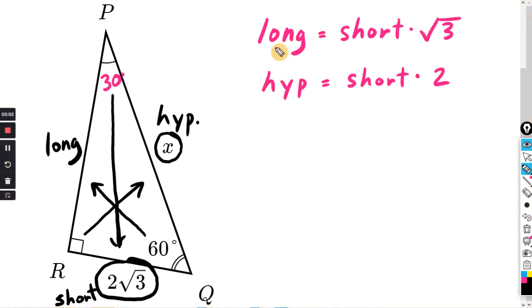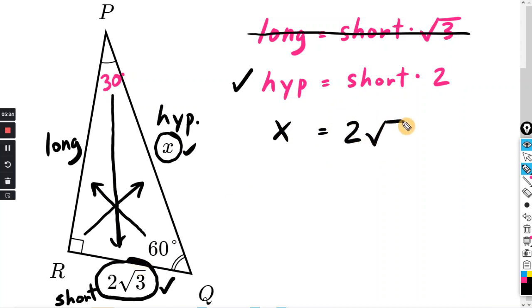Now again, there's two formulas for the 30, 60, 90 triangle. As you can see, we have the short and we're looking for the hypotenuse. So we are going to be using this formula right here because we have the short and we're looking for the hypotenuse. So we don't need this one. Now we're just plugging in. Hypotenuse is x. The short leg is 2 radical 3, and that is times 2.